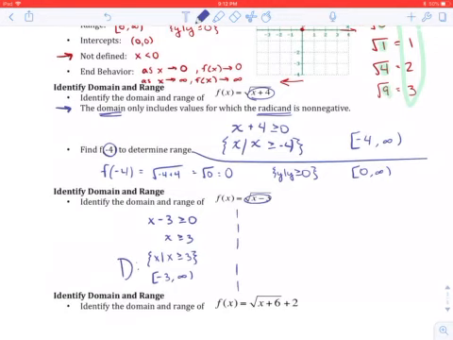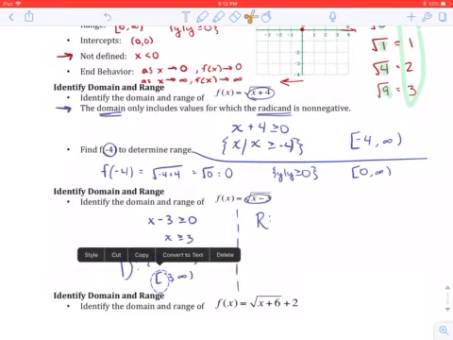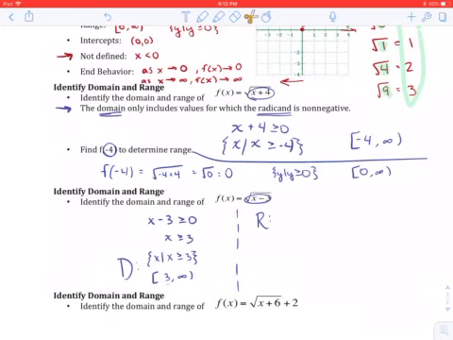My range, on the other hand, to find my range, I use that 3. Excuse me, why does this say -3? Good question, Miss Mickle, that's wrong. Thanks. My apologies. I'm going to use this same 3 and plug it into my function.